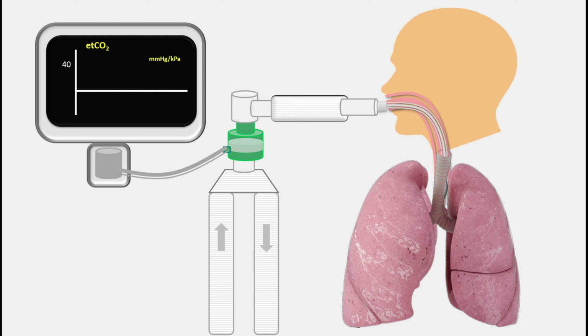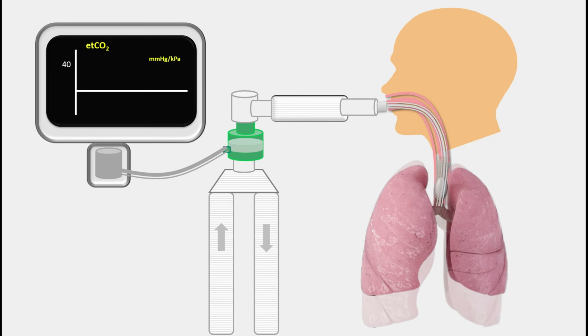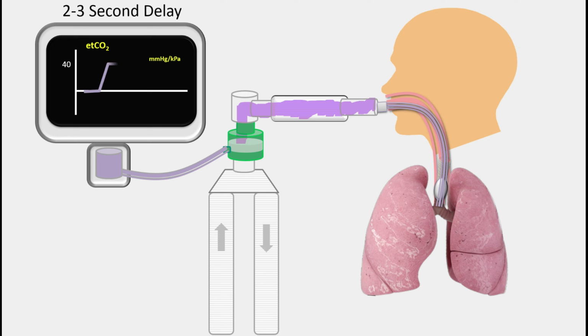When the patient exhales, gas flows out of the endotracheal tube or laryngeal mask into the heat and moisture exchanger, where part of the expiratory flow is sampled by a clear plastic tube and delivered to the monitor via a water trap. After a 2 or 3 second delay, the monitor displays a graphic waveform of inspiratory and expiratory carbon dioxide and a number indicating the end tidal CO2.